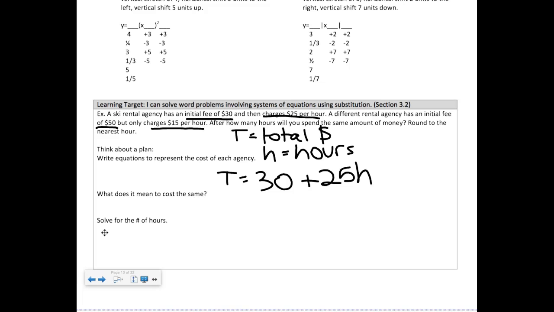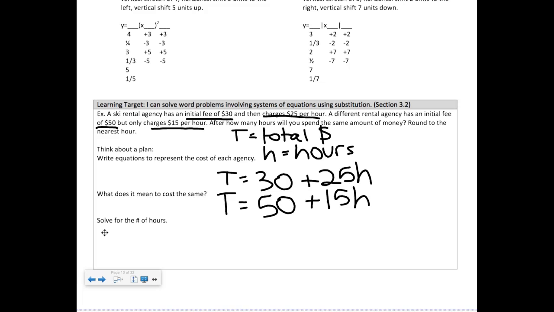Okay, whereas the other agency charges us more at the beginning. They charge us 50, but only $15 per hour. Okay, does this look familiar? Okay, all right, so now we want to find when these are going to equal, so we want to know how many hours that will take.